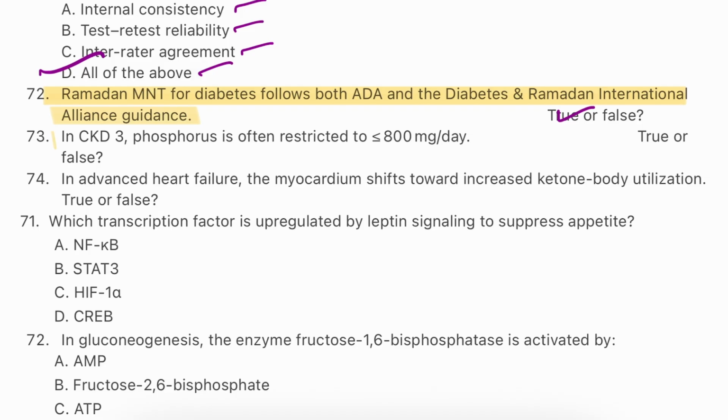Question number 73. In CKD stage 3, phosphorus is often restricted to less than 800 mg per day. True or false? It is true. CKD third stage restricts phosphorus to less than 800 mg per day to prevent complications.